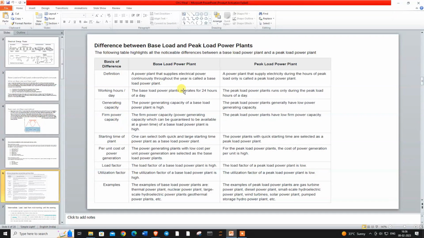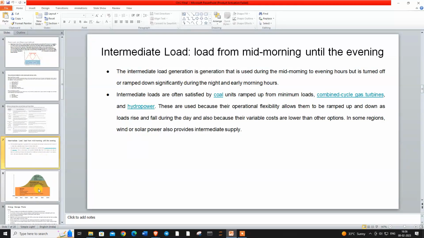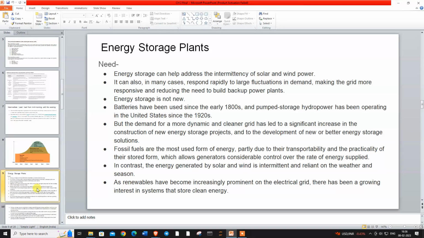After that I have given you this point for homework, which consists of the comparison between base load and peak load. And then we have seen the intermediate load and the graph for all the loads and the power plants which are supplying the load. So today we are going to see the last point of the chapter, that is energy storage plants.